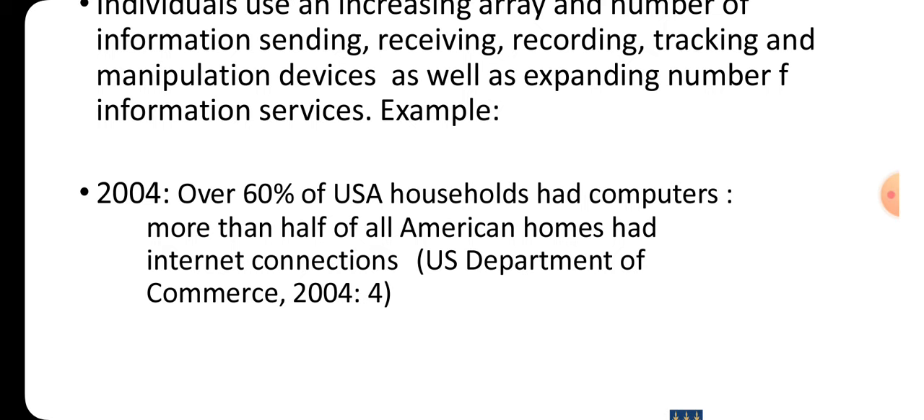In 2004, over 60% of USA households had computers. More than half of American homes had internet connections. That is the US Department of Commerce report they released in 2004. They said that in the year 2004, over 60% of USA households had access to computers.